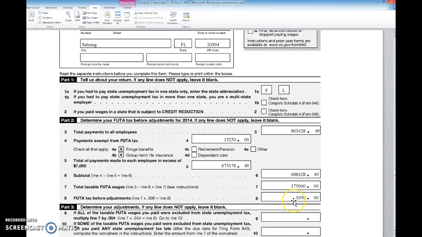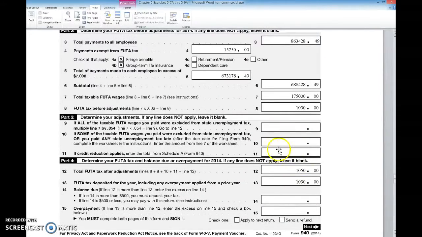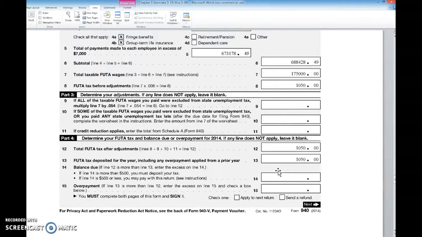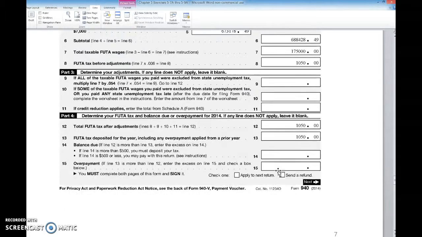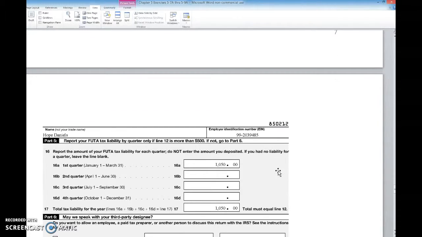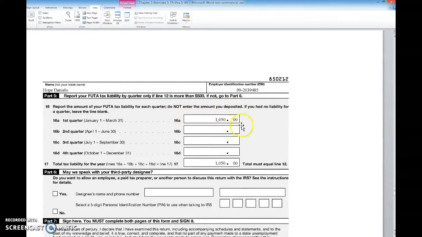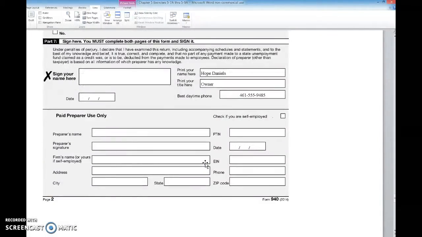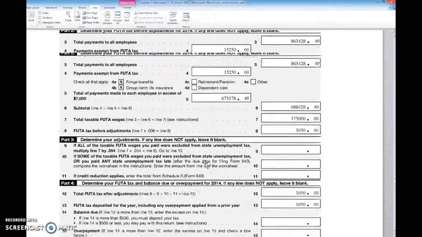Total taxable FUTA wages, in this case, is $175,000. Times that by 0.006. Our FUTA tax before adjustments is $1,050. You're going to take that amount and bring it down to part 4 in order to figure out your total FUTA tax and then the FUTA deposit for the year. This also goes into part 5 where you're going to report it in the quarter that you are completing. In this case, it's the first quarter. So we're going to put it in the first quarter, which is box 16A. Bring that amount down to box 17. And you have just completed form 940.